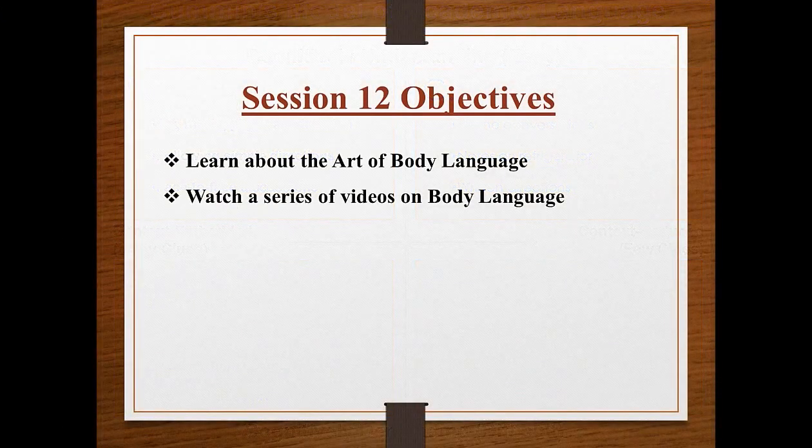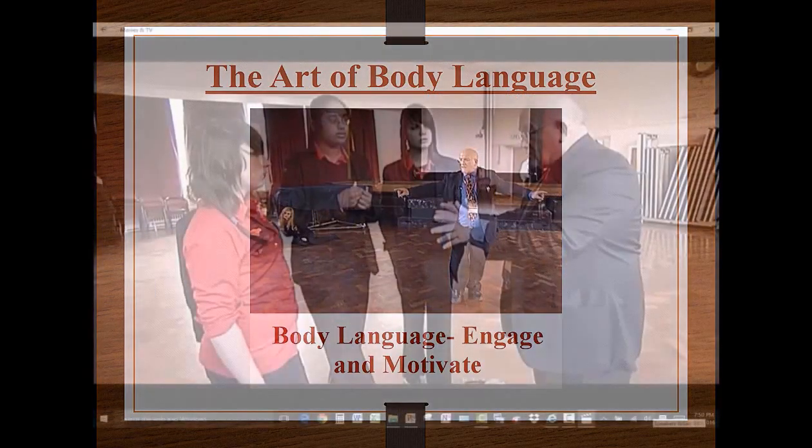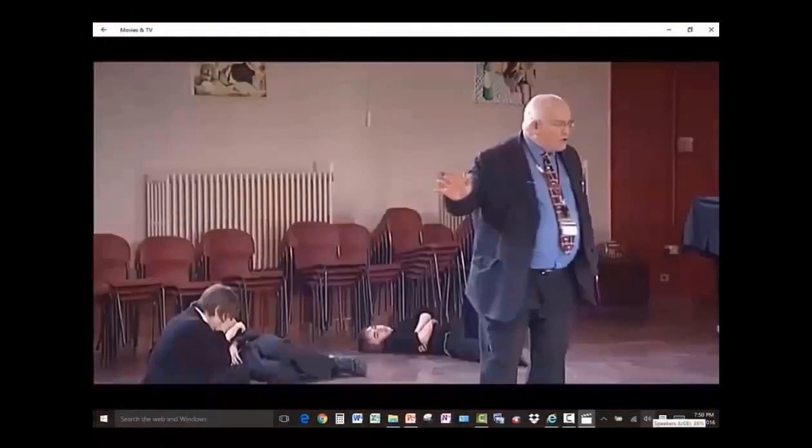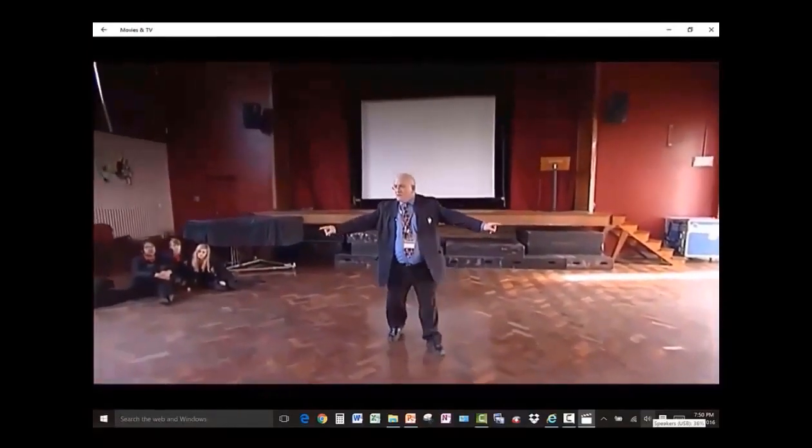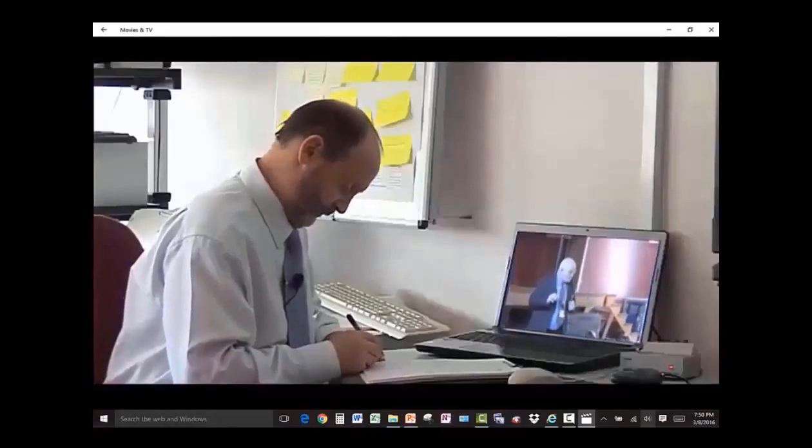Quadrant D moves back down to cognitively demanding and also with few clues. In this session, we're going to learn about the art of body language. Non-verbal communication can be an important part of holding the attention of pupils during a lesson. That's according to body language expert Chris.